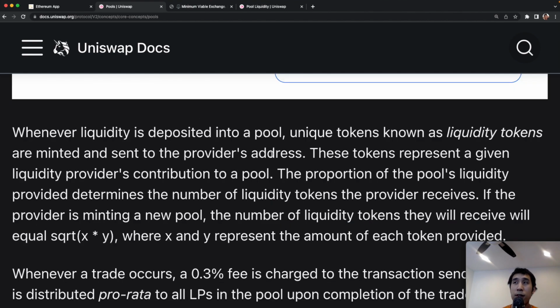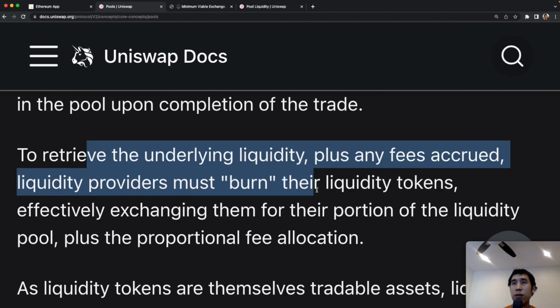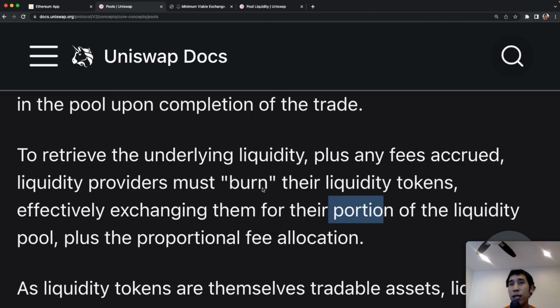In Uniswap and many other DEXs, when you make a deposit into the liquidity pool, you get back liquidity tokens as a result. When a depositor wants to withdraw their funds, then they burn the liquidity tokens and receive in exchange a proportional amount of the total liquidity in the pool.